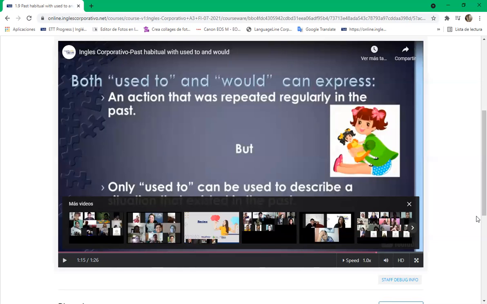Okay, so these are actions that you did in the past in a regular activity or seldomly, but you did it. Okay, for example, Eduardo, what did you used to eat in school? What did your mother used to put in your food in school? A bread. But answer complete. She used, okay, good. She used to give me bread with ham and cheese. With ham and cheese, very good.